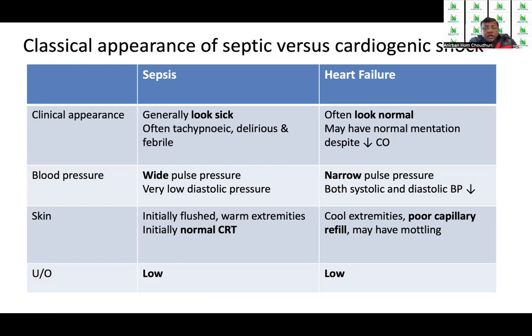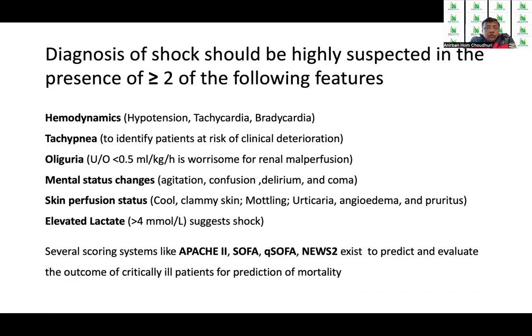In the blood pressure, there is wide pulse pressure with very low diastolic pressure in sepsis, whereas it is a narrow pulse pressure because both systolic and diastolic are reduced. So this is a feature of heart failure. In the skin, it is initially flushed, warm extremities, and initially the capillary refill time is normal in sepsis, whereas the extremities are cool, with poor capillary refill, and there can be mottling in patients with heart failure. In both cases, the urine output will be low. So these are some of the ways to distinguish between septic shock and cardiogenic shock in the presence of overlapping features.